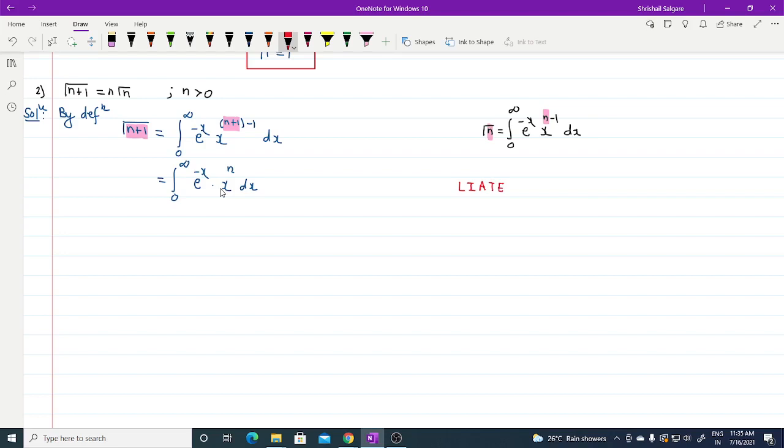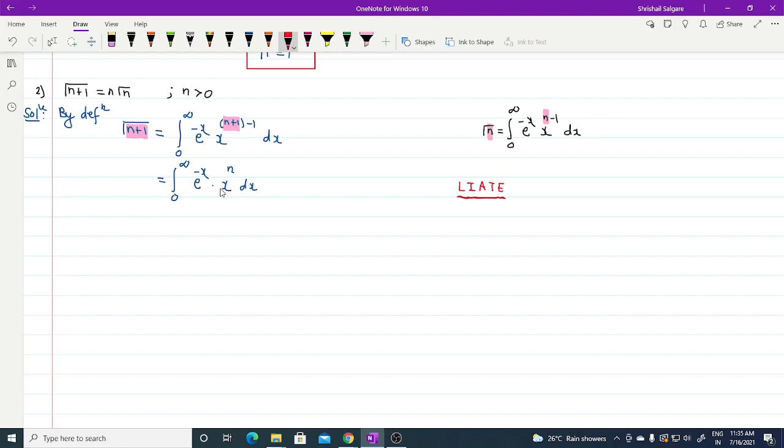Since you are not using the value of gamma, I have to evaluate this integral using the product rule. Then what do you have to do? That's why I'm writing the word that you may have studied in 12th. Whatever I have written, that is correct.